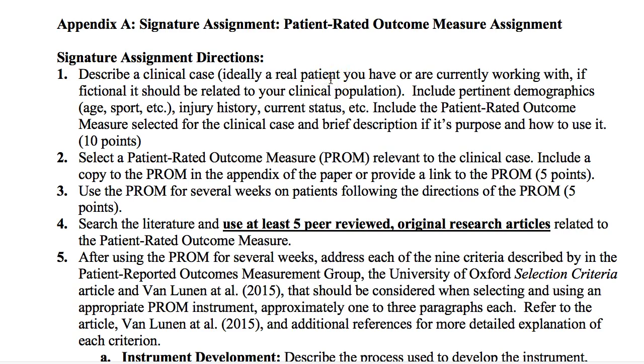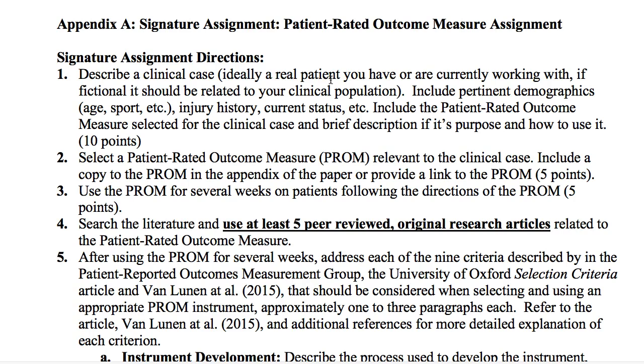So I'm going to try to provide you an overview of our assignment, hit the highlights, the things that I hope will help you with this assignment. I want this to be something that you're actually doing at your work. Think of a clinical case, a patient that you are actually working with, or a group of patients, if you're seeing a lot of ankle sprains or knee injuries or whatever it may be. Something that you are actually working with in your clinic.